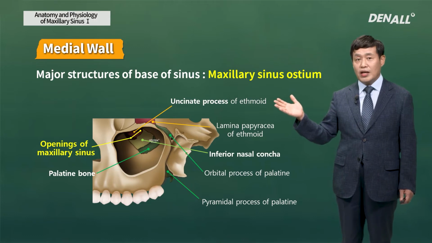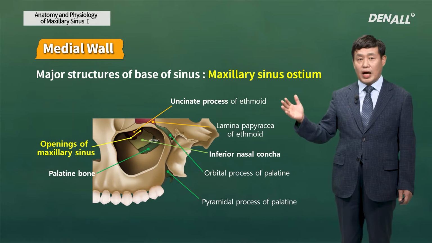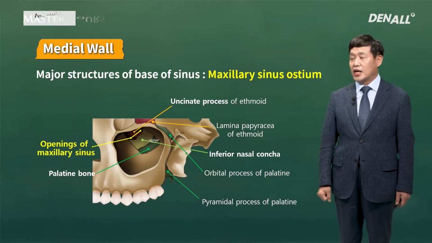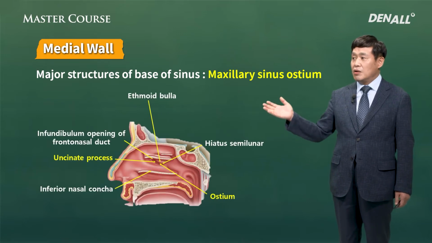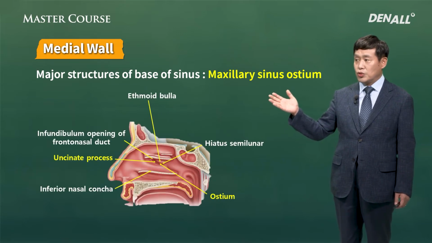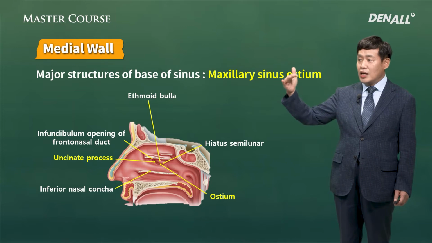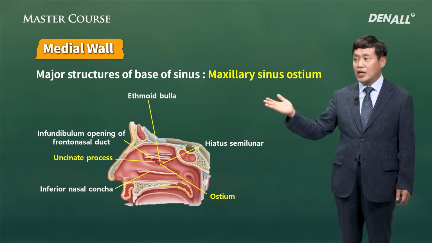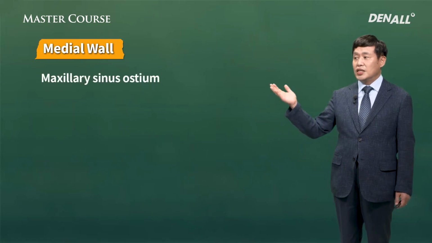The ostium of the maxillary sinus is the most important structure when it comes to the physiological function in the maxillary sinus, which will be discussed in the next lecture. So the maxillary sinus ostium, if you look at here, when the middle turbinate bone is cut off, it is between the middle turbinate bone and inferior turbinate bone. That means an opening between the ethmoid bone and inferior turbinate bone.